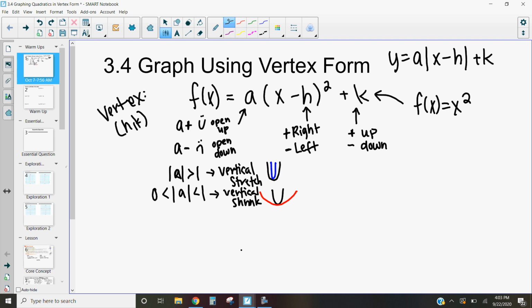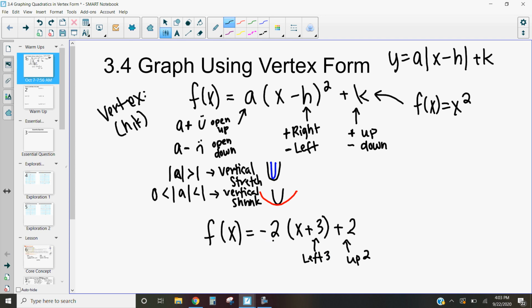So as an example, just for a reference point, if we have f of x equals -2 times (x plus 3) squared plus 2, what these numbers mean is this plus 2 tells me it goes up 2. This plus 3 tells me it goes to the left 3, and this -2 tells me it's going to do two things: open down, and have a vertical stretch by 2. Okay, so that's what this function does.